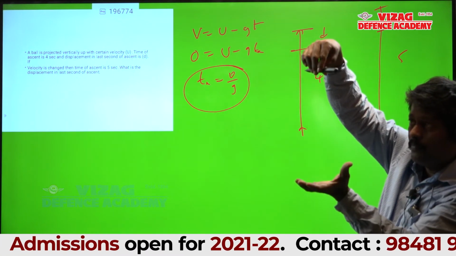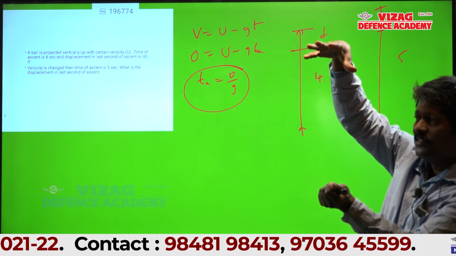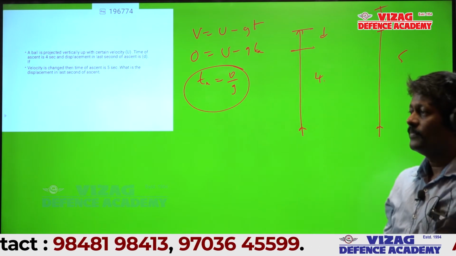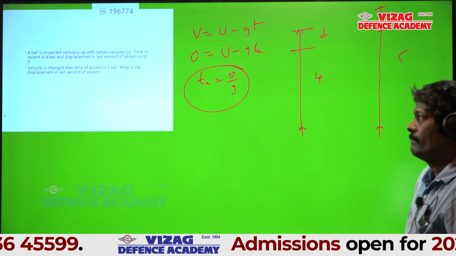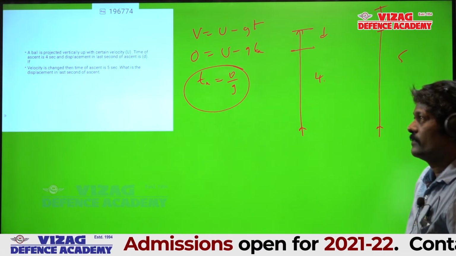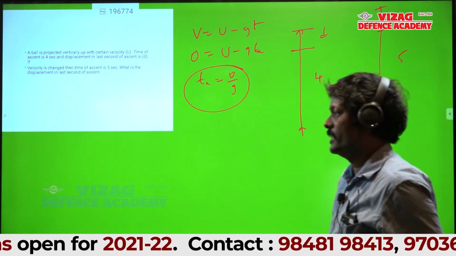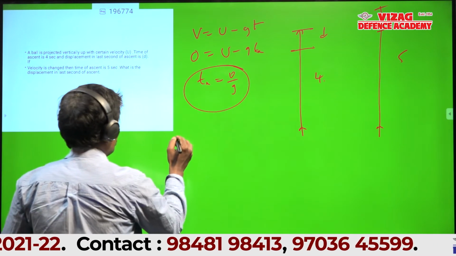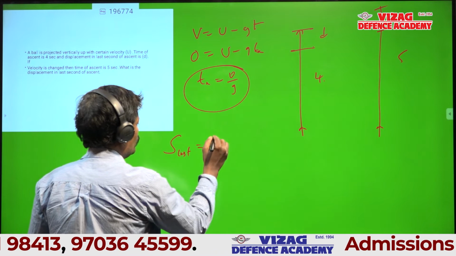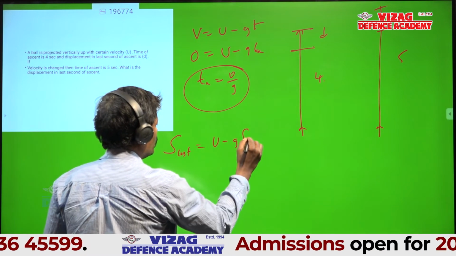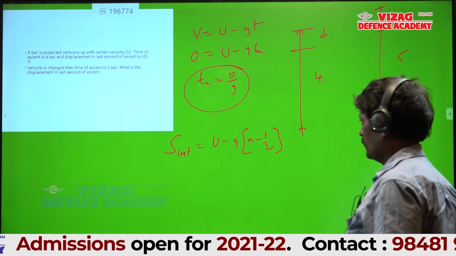If I drop, u is how much? Zero. But I am going up. Now tell me the formula. S last is equal to u minus g into n minus half. Very good, that's right. S last equal to u minus g into n minus half.